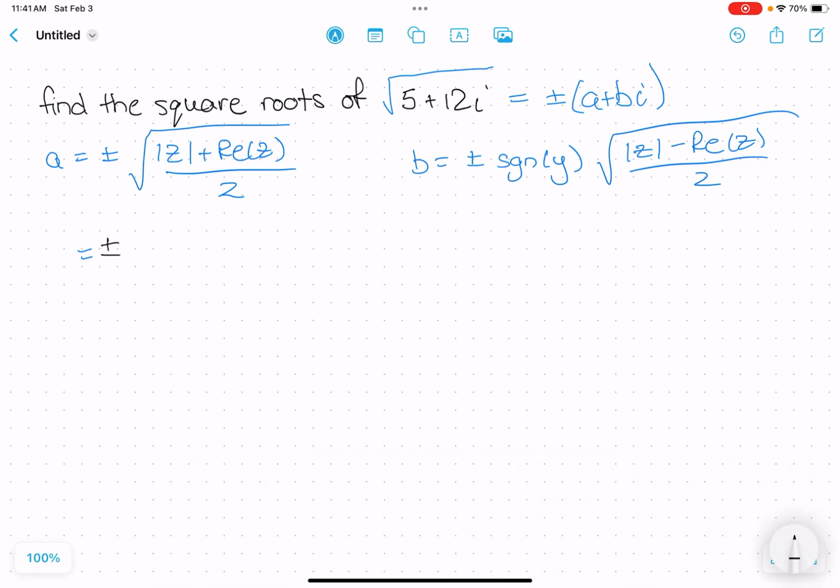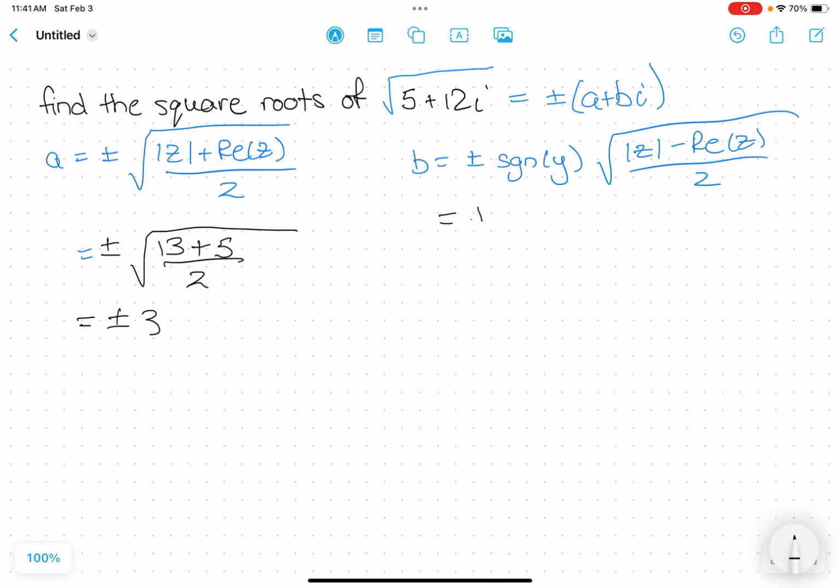I get plus minus mod z. Well, we know by Pythag 5, 12, 13, or you could do square root of 5 squared plus 12 squared is 169. It's square root of 169, which is 13. So you can do it properly, or if you don't need to, 5, 12, 13 is the length. The real part of z is 5 divided by 2. So 13 and 5, we've got 18. 18 on 2 is 9. The square root of 9 is 3.